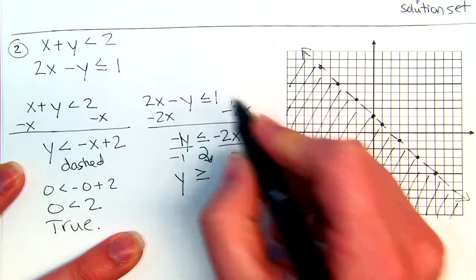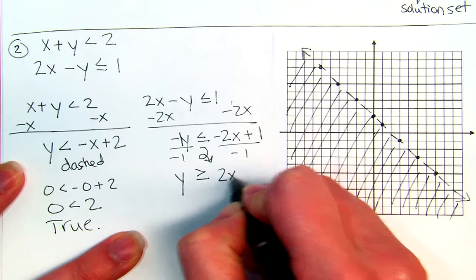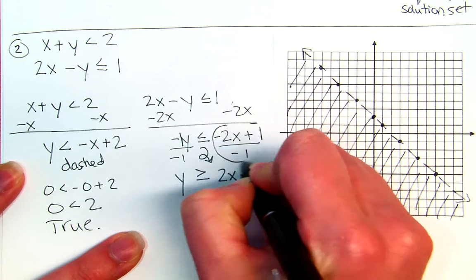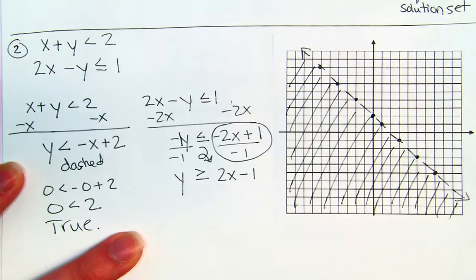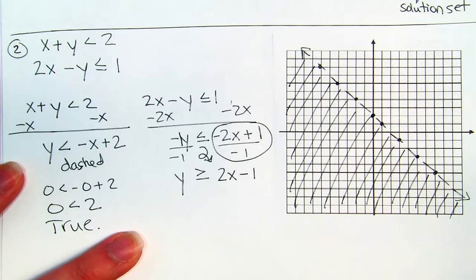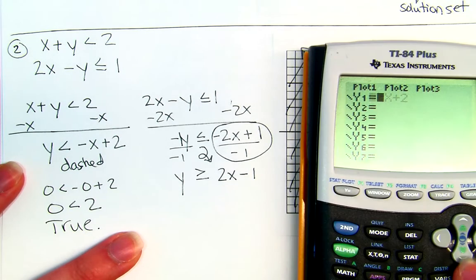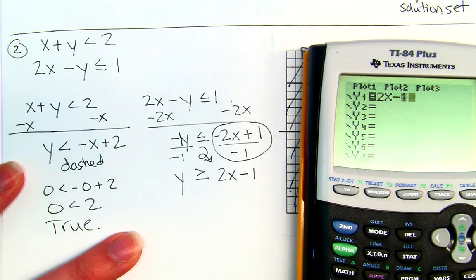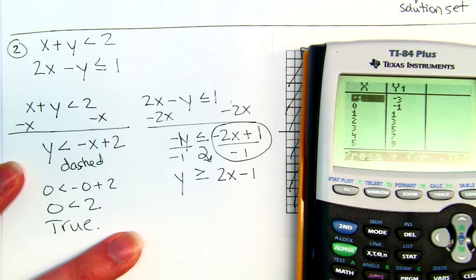Now I do the division. So this is going to be a positive 2x minus 1. You can also type this in as is into the graphing calculator instead of doing the division. Both are equivalent, so it doesn't make a difference. So here I'm going to do 2x minus 1 and take a look at our points.